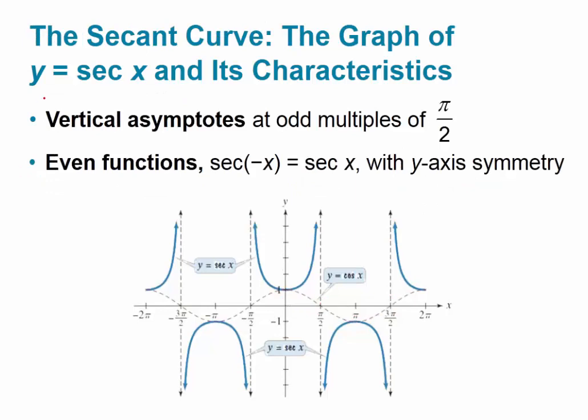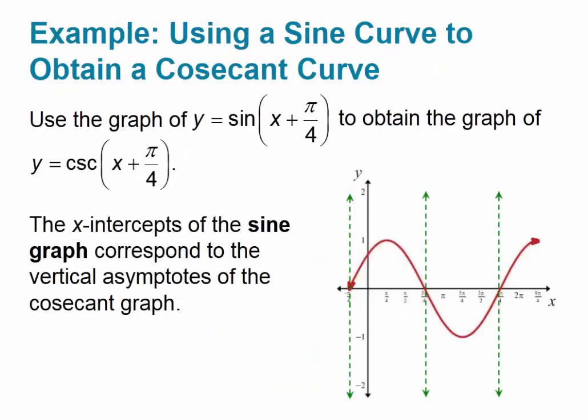Okay, as discussed already, vertical asymptotes at odd multiples of pi over 2. It's an even function here. The secant is an even function, so if I take the secant of -x, it will give me secant of x. It has y-axis symmetry.